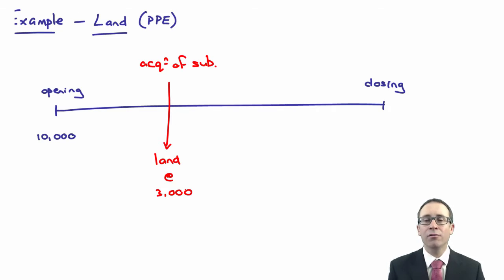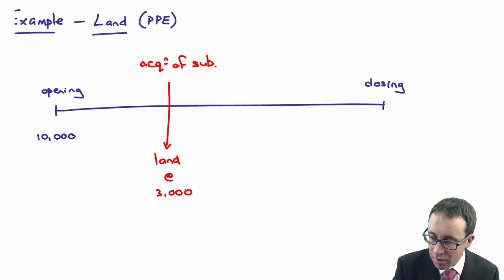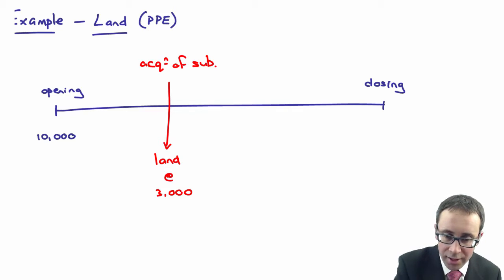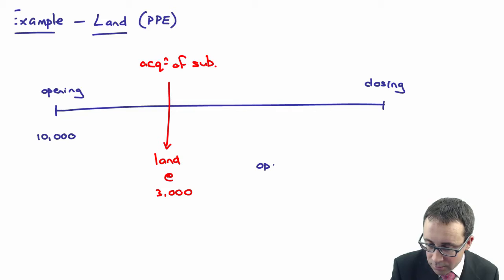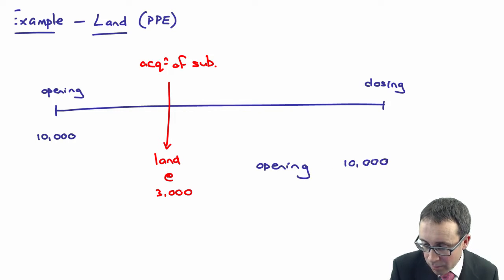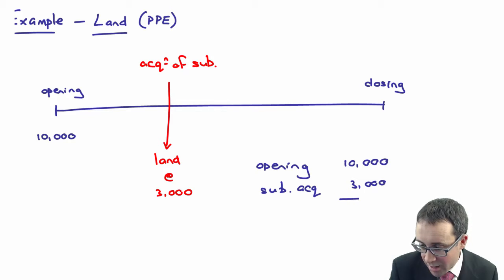What's the cash outflow with regards to the purchase of land, or if you like, the purchase of property, plant and equipment? Well, if we've got an opening figure of 10,000, and we've acquired a sub with a balance of 3,000 on the land, then our opening balance is 10,000, and the sub acquisition that's being added on is 3,000.